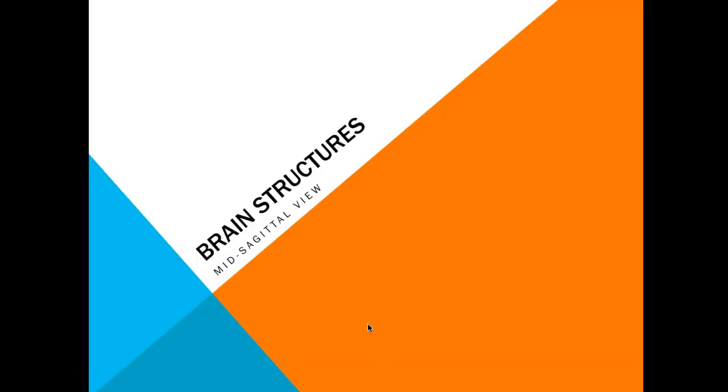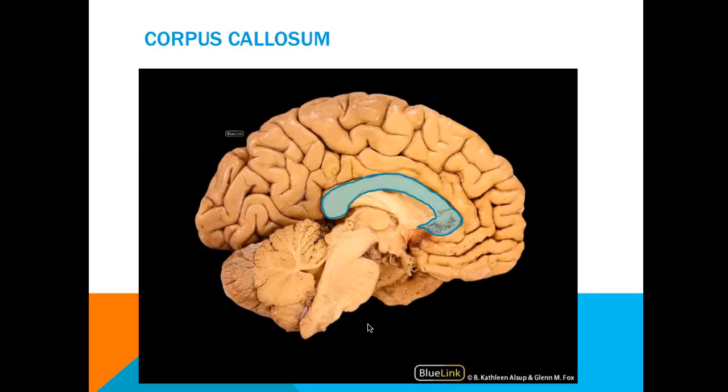Now let's move into a mid-sagittal view. The highlighted portion is your corpus callosum. This allows the right cerebral hemisphere to communicate to the left cerebral hemisphere. Inferior to that corpus callosum, we have a wall that sits between our two lateral ventricles, and this wall is called septum pellucidum. This makes sense because the word septum means wall.